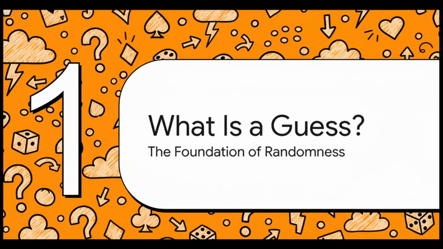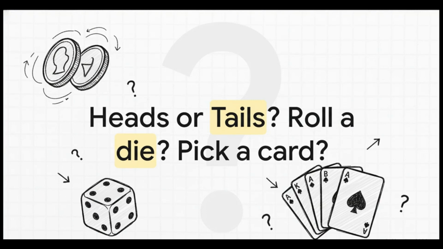Look, before we can even start to calculate odds, we have to be on the same page about what a truly random event actually is. Seriously, this is the foundation for everything else we're going to talk about. Just think about these for a second. Flipping a coin, rolling a die, picking a random card from a deck. We see this stuff all the time, right?